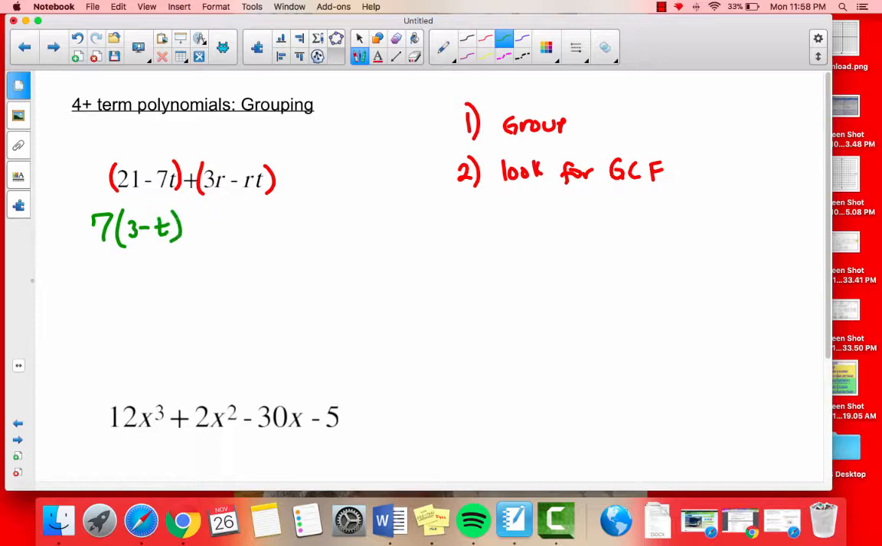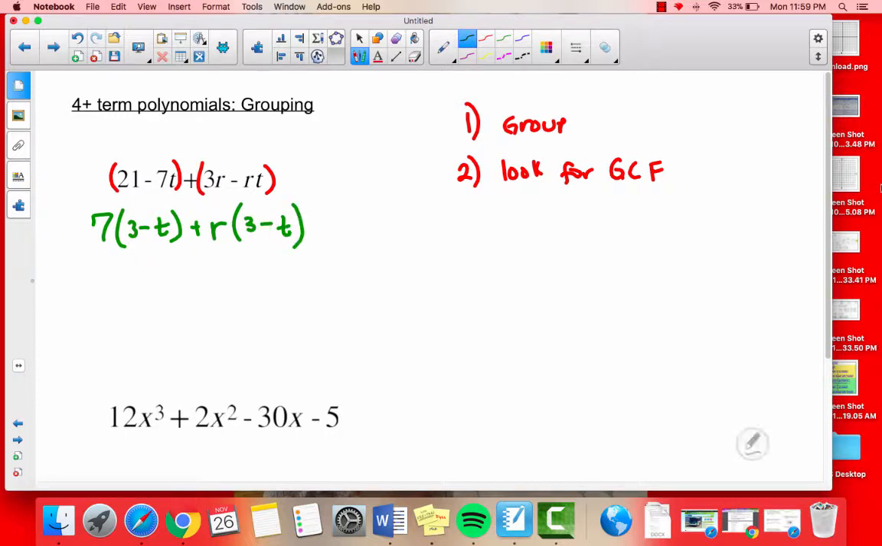Then I'm going to do the same thing for the next part. I'm going to have a plus sign. What can I take out of a 3r and an rt? The only thing I can take out of both is an r. And what I'm left with is a 3 minus t. So this is my step 2.